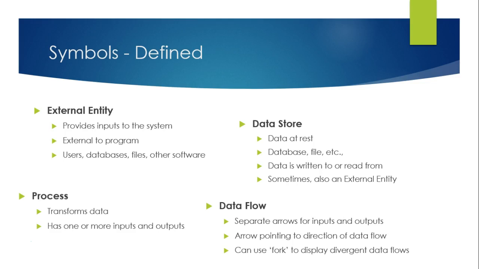Lastly, we have our data flows. Data flows are shown using the direction of the arrow. Inputs and outputs are drawn separately, not combined into a bidirectional arrow, although they may be combined and forked off in the case of an output that may feed into one or more locations.